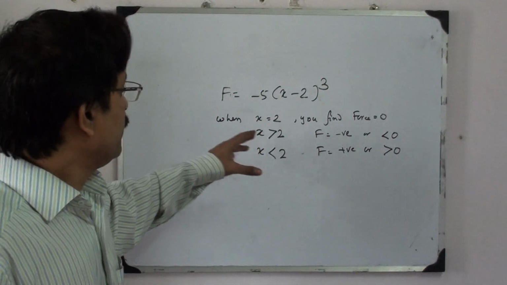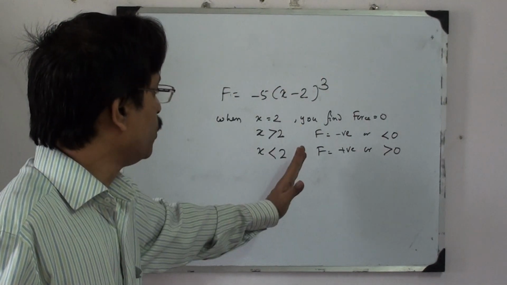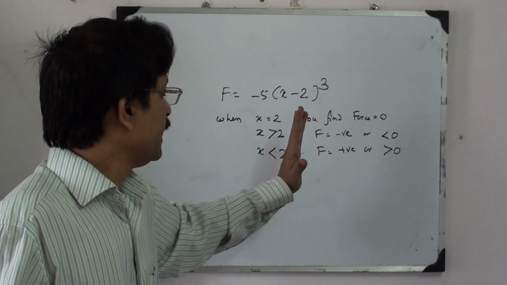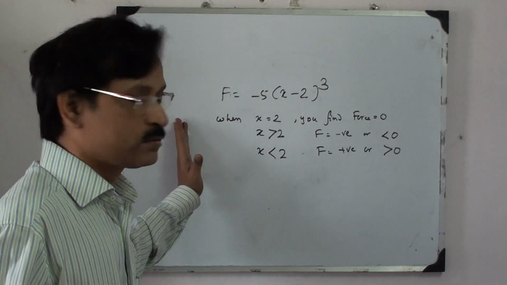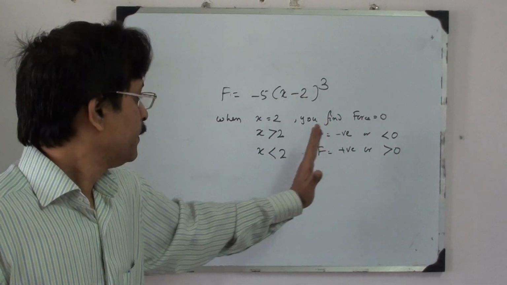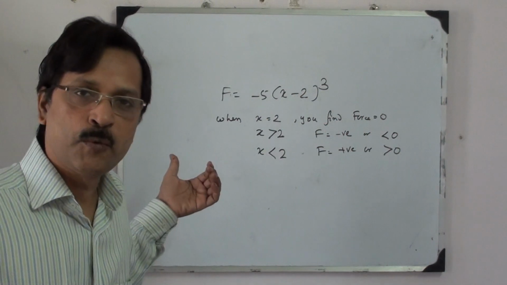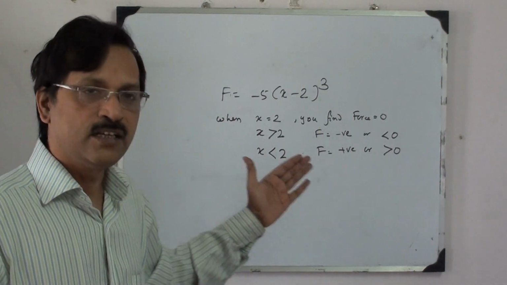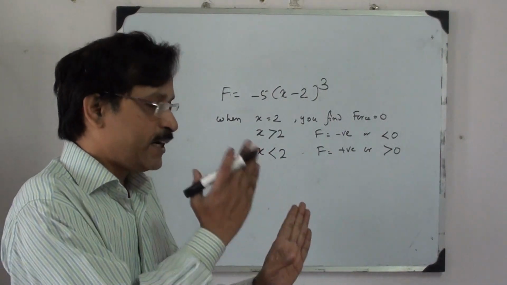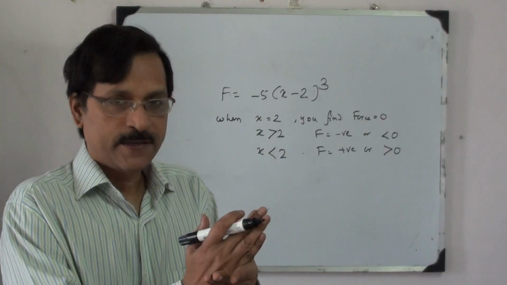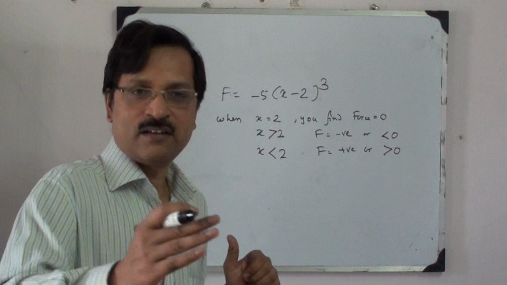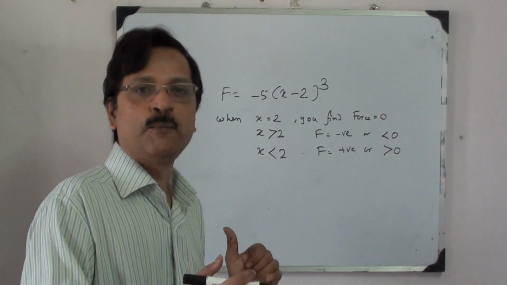So we find that if you take a defining point 2, on either side of 2 the force is exactly opposite to the displacement. If it is the right side of point 2, that is x greater than 2, the force acting on it is negative. If x is less than 2, which means left side of point 2, then the force is positive. It means point 2 is such a point which experiences no force, but on either side of this point you have a force opposite to the displacement.